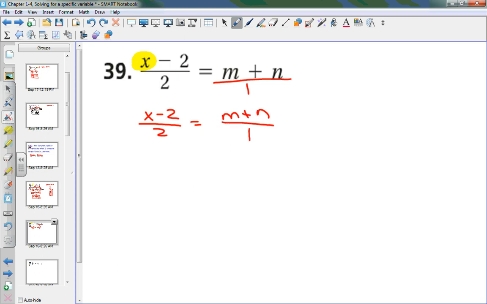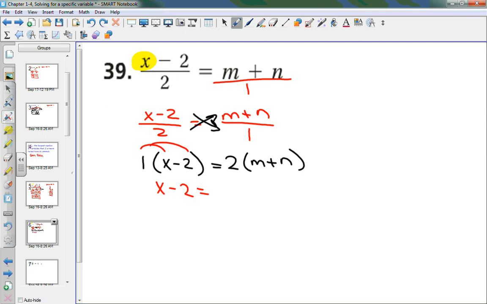And do you remember whenever we were solving equations previously, what did I tell you when you had a fraction equaling a fraction? I told you to, if you said cross multiply, you're correct. So I'm going to have 1 times x minus 2 is equal to 2 times an m plus an n. Distribute. X minus 2 is equal to 2m plus 2n.